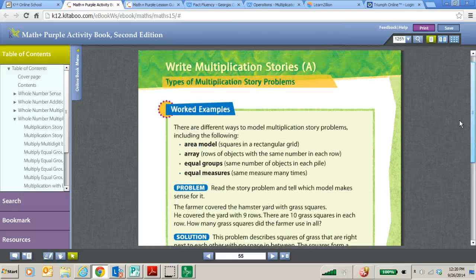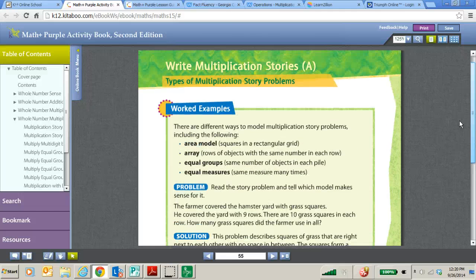Here is a story problem example, and as we've mentioned, there are different ways to model multiplication. You can use the area model, you can use an array, you can use equal groups, you can use equal measures, which would be kind of like skip counting on a number line.